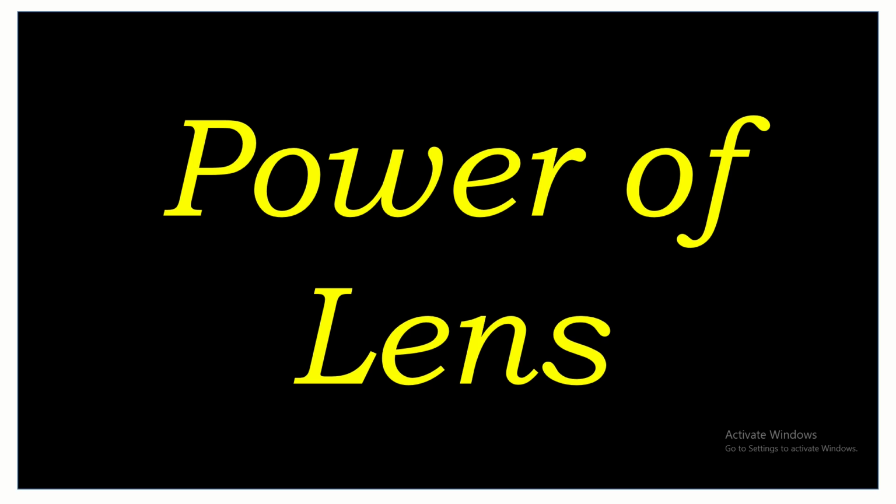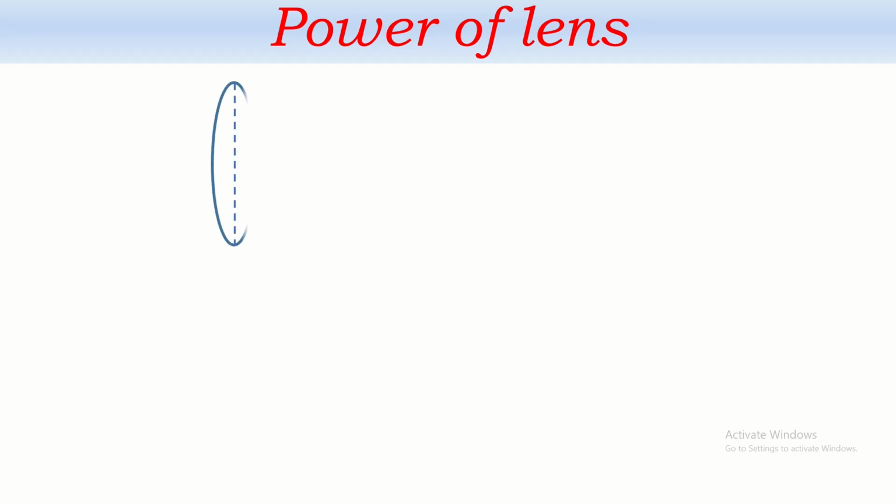Let's talk about power of lens. This is a convex lens and it is bisected, and this is the principal axis. If a ray of light comes parallel to the principal axis, then we know that it passes through a point of the principal axis which is called focus and is denoted by F.